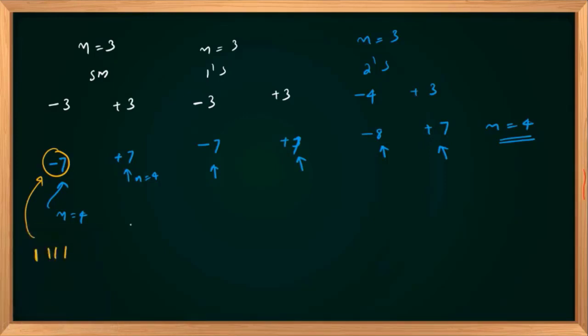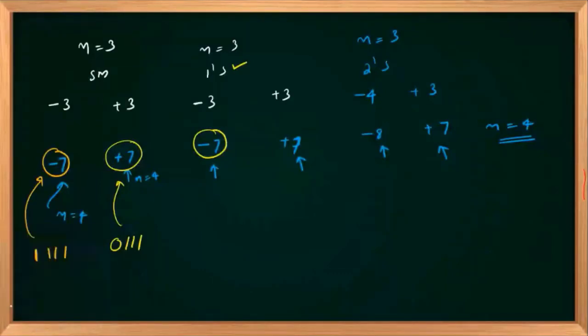Similarly, +7 in signed magnitude. Number is positive, so the MSB must be 0. Then the remaining digits will decide its magnitude. Triple one will give me 7 decimal. Right? Again, what is -7 in one's complement representation?